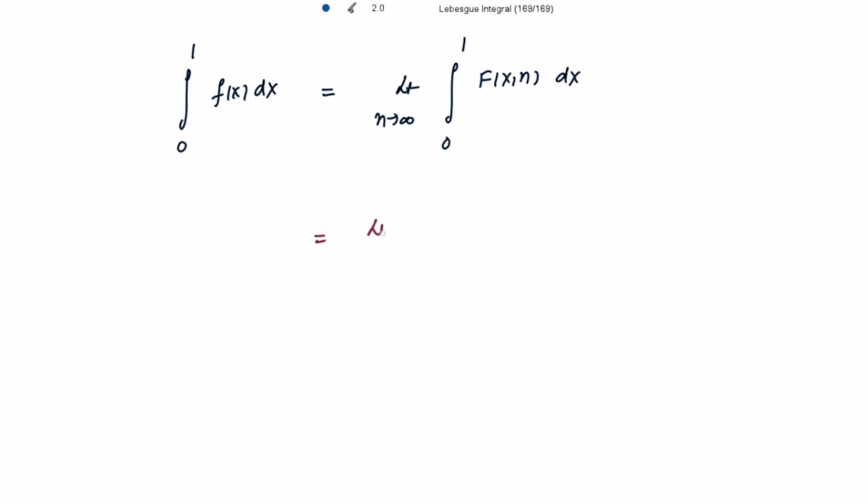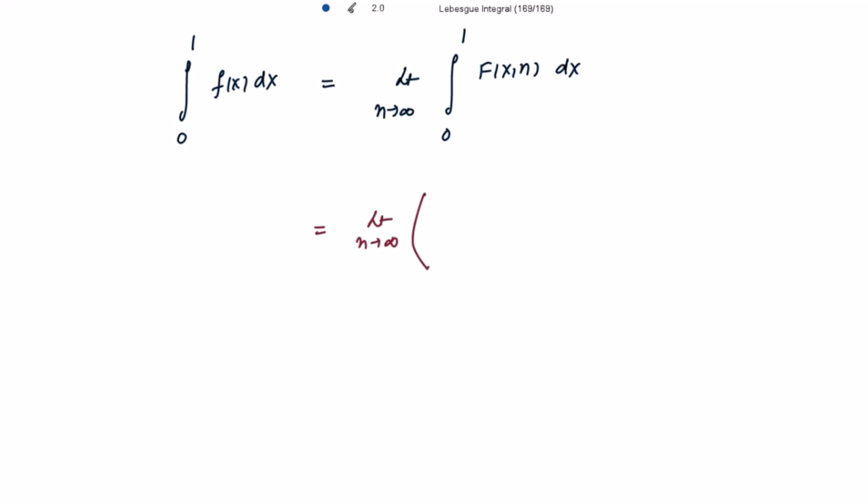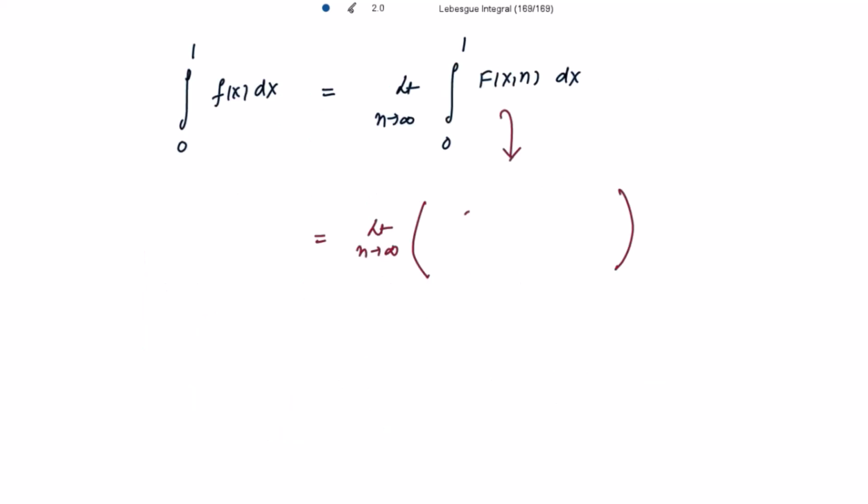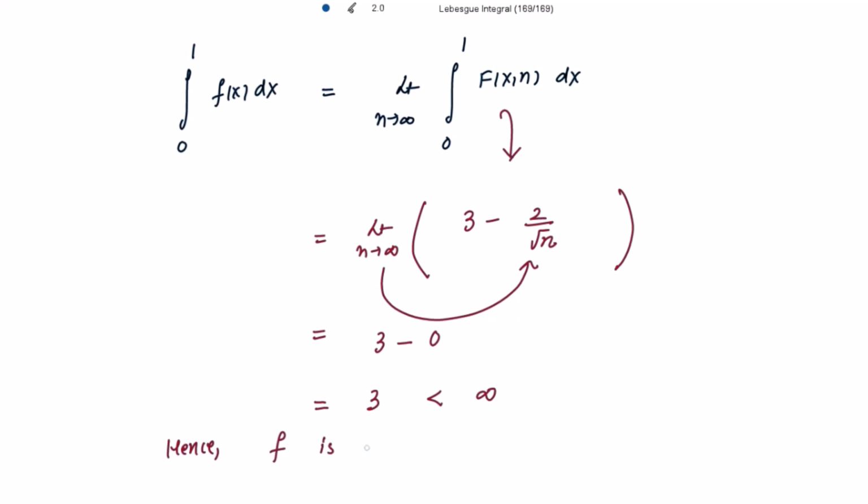So this is equal to the limit as n tends to infinity. And what is the integration for this? It is this: 3 minus 2 divided by square root n. So that will be equal to, when n is tending to infinity, 3 minus 0. So that is equal to 3, which is finite. Hence, f is Lebesgue integrable on the closed interval 0, 1.